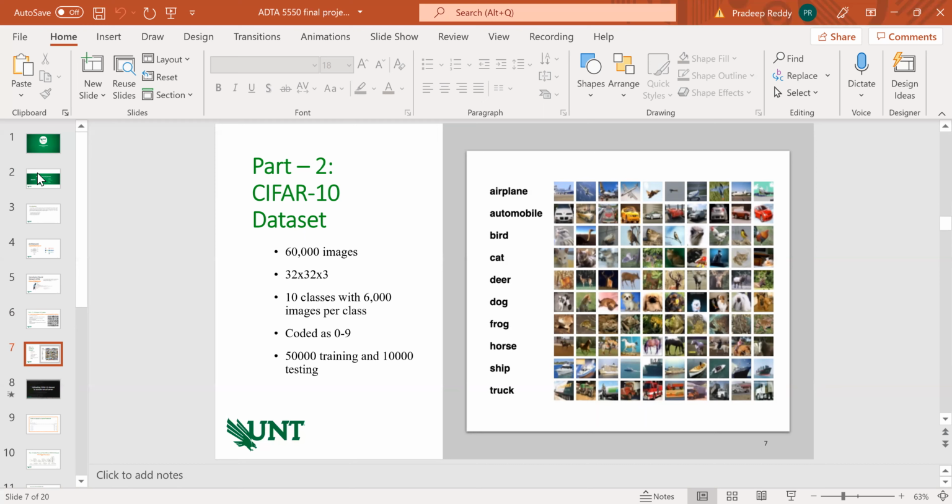The dataset is divided into two categories. There are 50,000 images in the training dataset and 10,000 images in the testing dataset. In this picture, we can see some sample images from each class in the CIFAR-10 dataset.